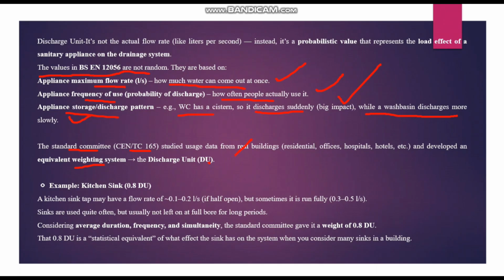For example, take a kitchen sink. A kitchen sink tap may have a flow rate of 0.1 to 0.2 liter per second if half open. If fully open, then 0.5 liter per second. Sinks are used quite often, frequently, but usually not left on at full bore for long periods.